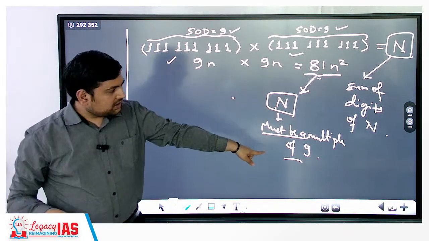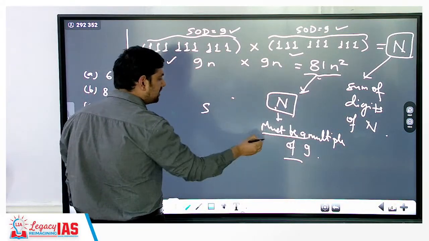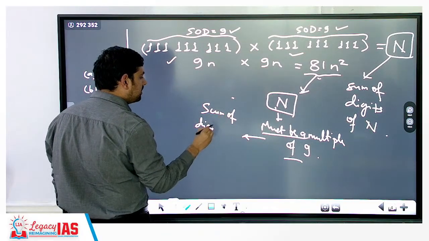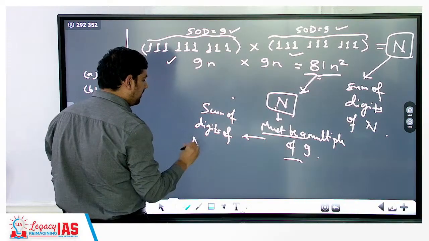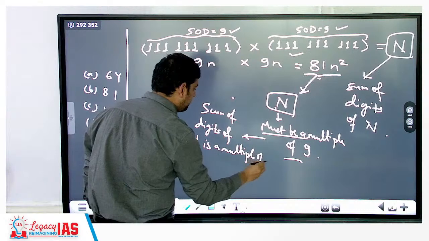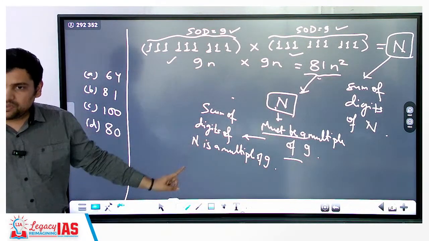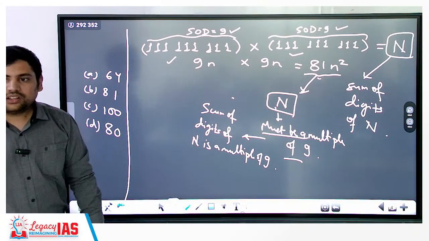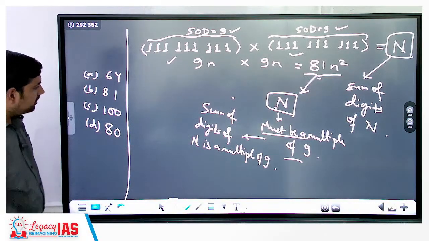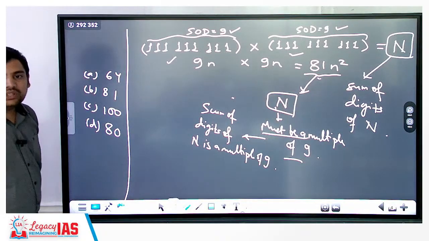Now, if n is a multiple of 9, and the sum of digits of n is asked, then it means the sum of digits of n is a multiple of 9. Do you understand? If this is a multiple of 9, the sum of digits of n must be a multiple of 9. That's the divisibility rule of 9, correct? So if this is so, just look at the options. Which of them is giving you a sum of digits that is a multiple of 9?